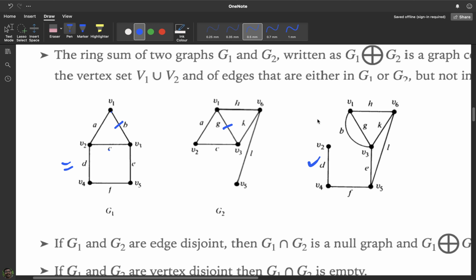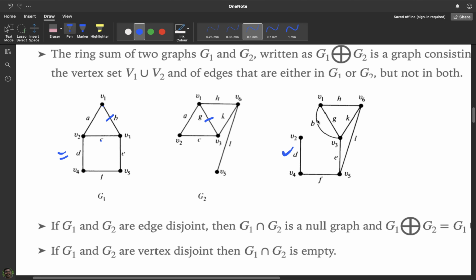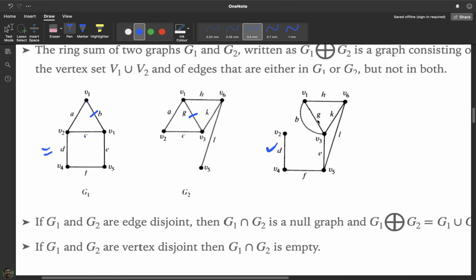So try to draw some examples, because they can ask you the definition of ring sum, and they can also ask you to illustrate the example. So try to draw that. So basically union consists of all the edges and vertices, but ring sum consists of only those edges which are either in the first graph or the second graph but not both. That's the difference between union and ring sum.